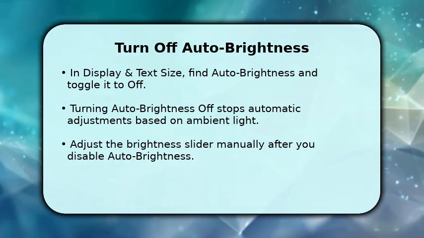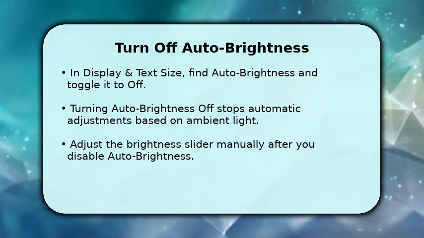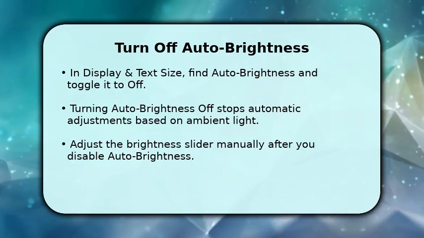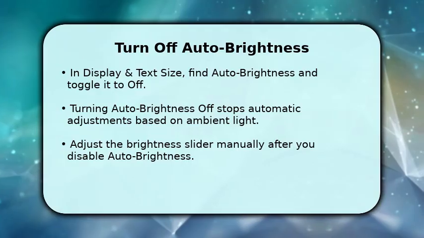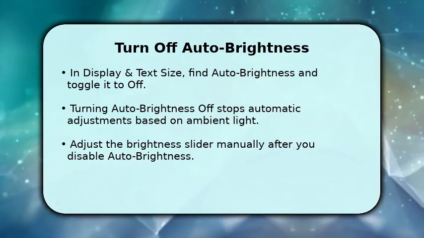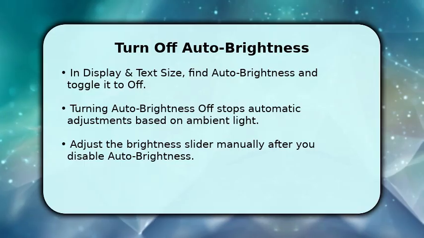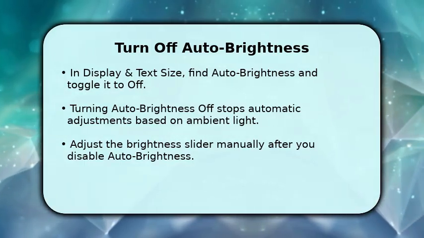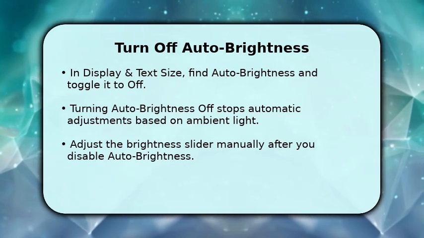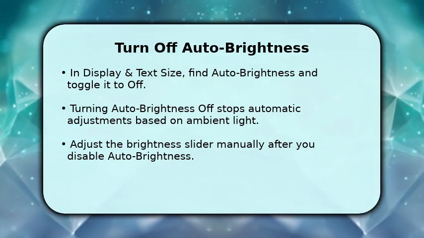Turning Auto Brightness off stops automatic adjustments based on ambient light sensors. After disabling, use the Control Center Brightness slider to set screen brightness manually. This lets you keep consistent display levels in all lighting situations. Remember that manual brightness settings may use more battery in bright environments than adaptive settings.